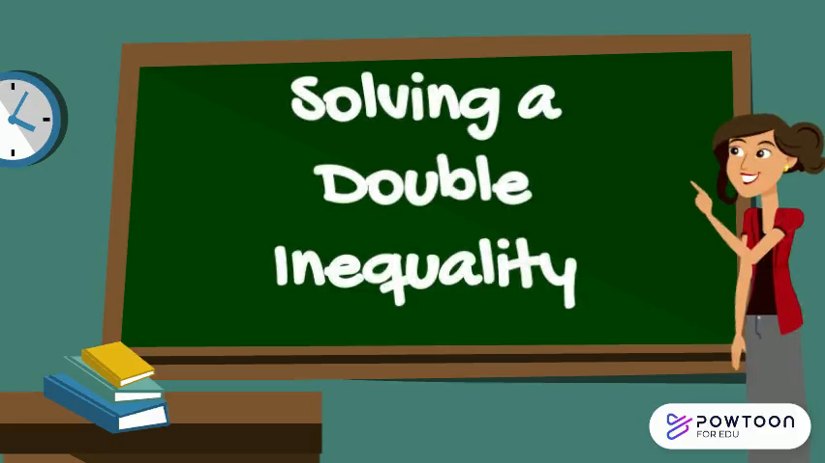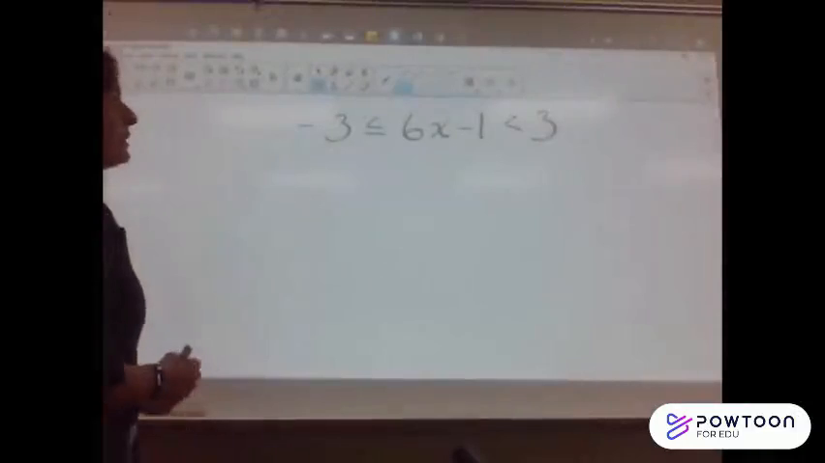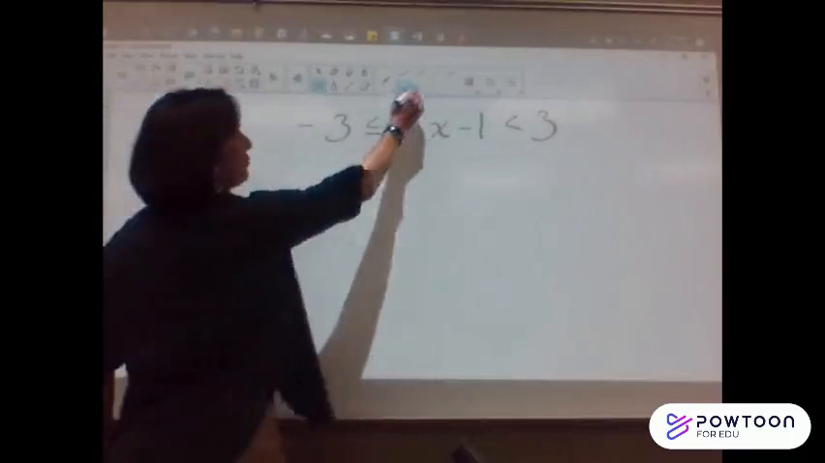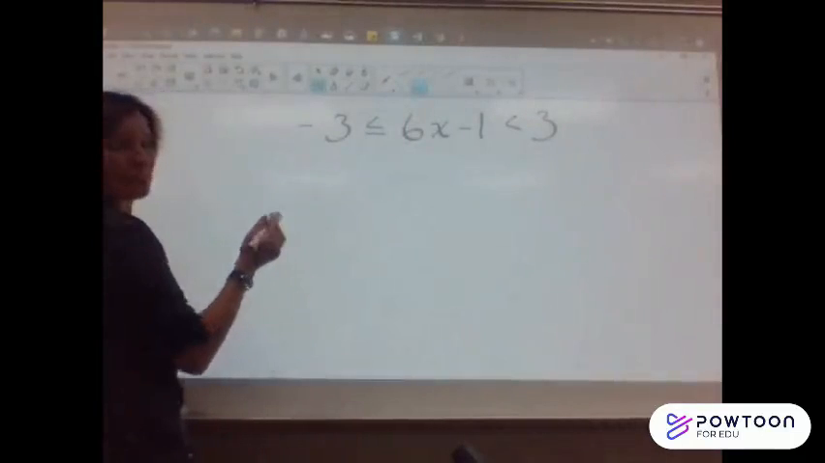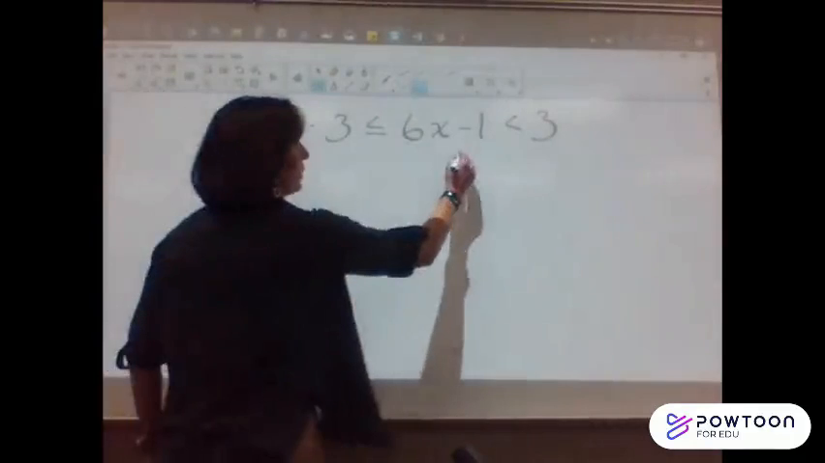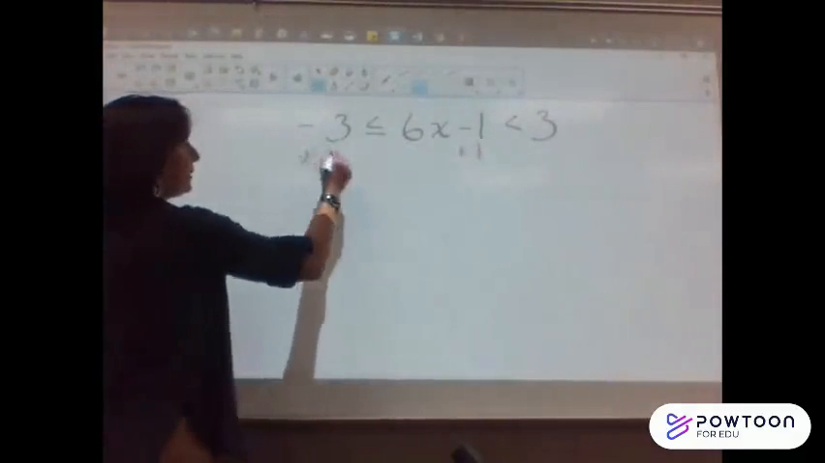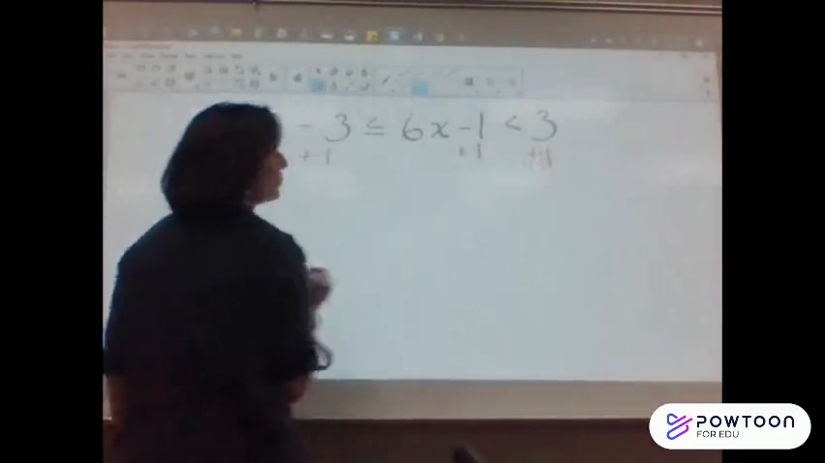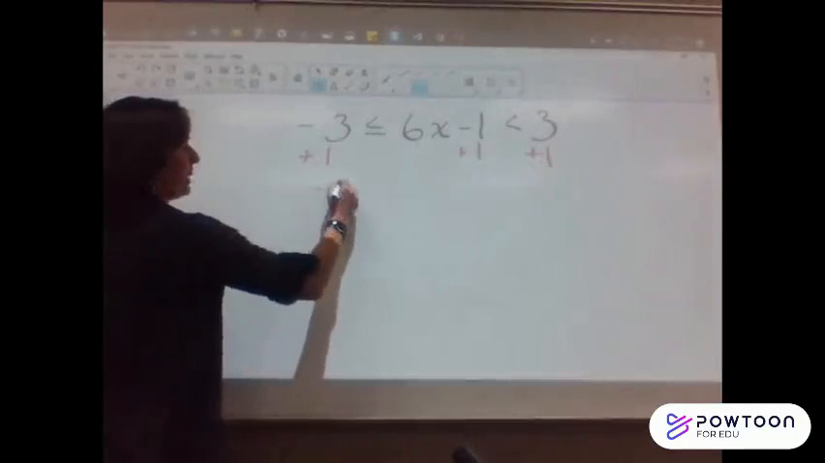Now, how to solve a double inequality. Okay, to solve a double inequality, it works the same way. It's just now we kind of have 3 sides that we have to keep everything balanced on. So I add one here, here, and over here. So we do it in all 3 places.